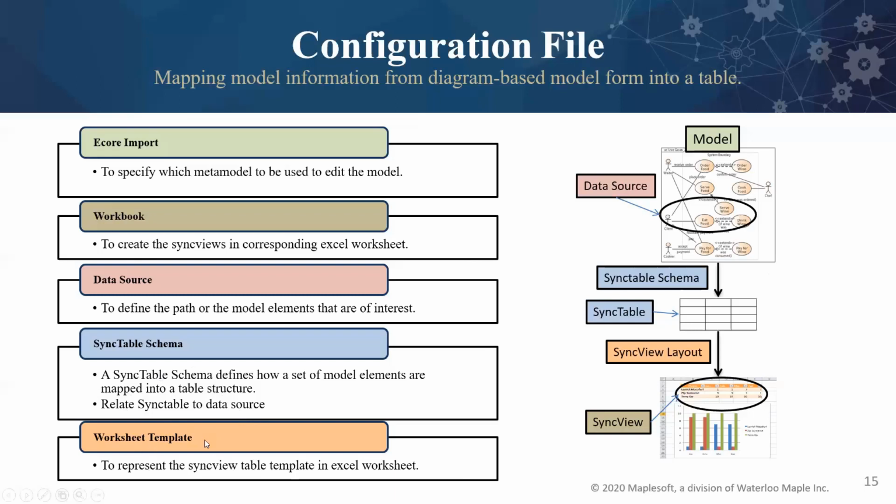Finally, the worksheet template. The different modules like the eCore import, the data source, and the sync table schema are all related to how we want the information from the model and translating it into a table. The workbook and the worksheet template are how the user wants to control this information to be displayed in Excel. In the worksheet template, I can say whether I want to display a vertical table, a horizontal table, or a matrix. This information is what the worksheet template has. It gives control over the Excel worksheet.